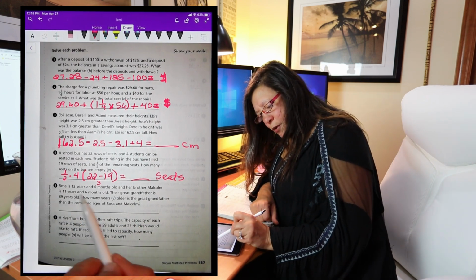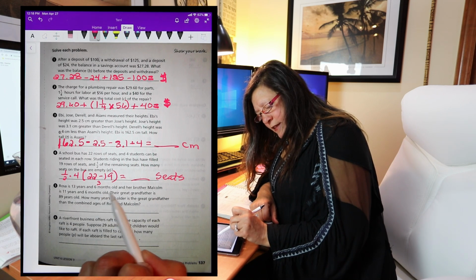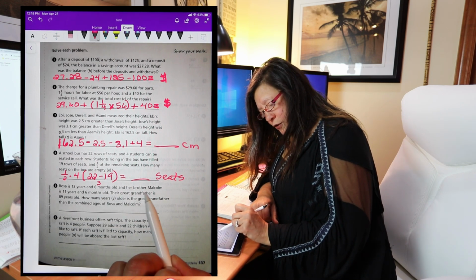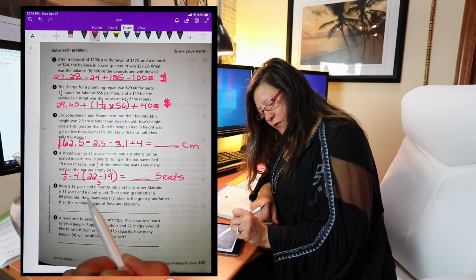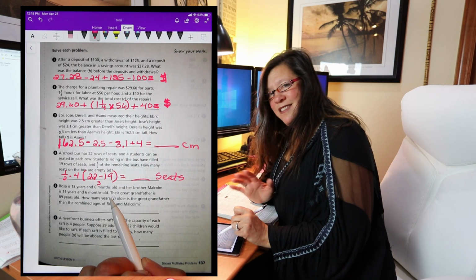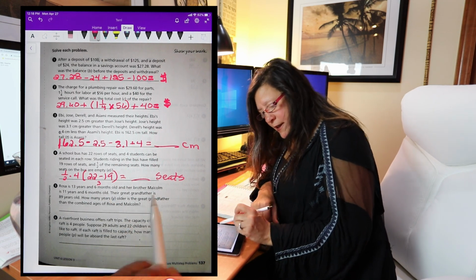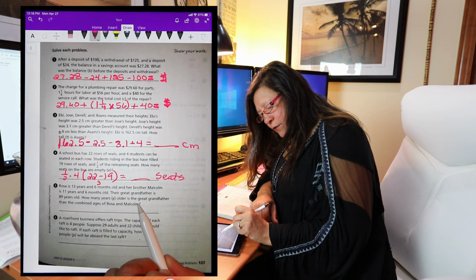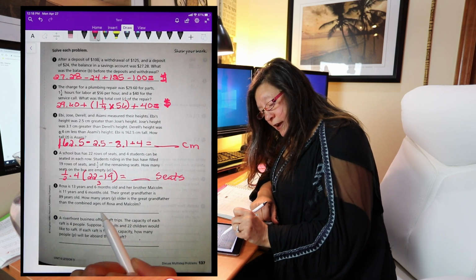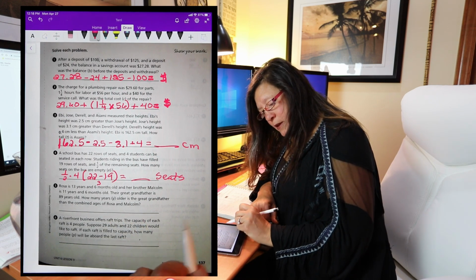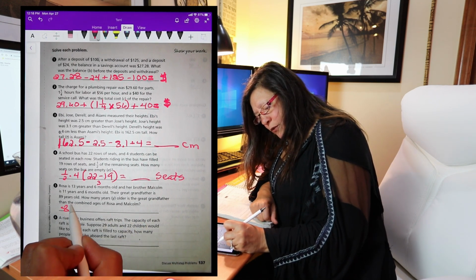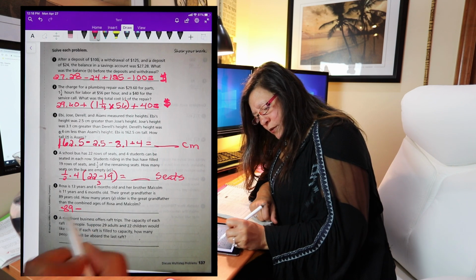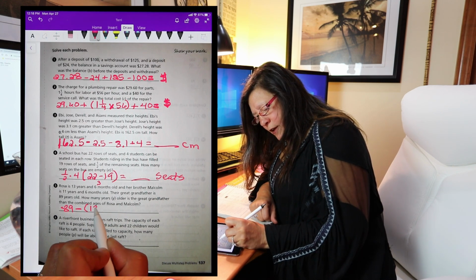And number 5, Rosa is 13 years and 6 months old, and her brother Malcolm is 11 years and 6 months old. So we know that 6 months is a half a year, right? Their great-grandfather is 89 years old. How many years older is the great-grandfather than the combined ages of Rosa and Malcolm? Well, we know Grandpa is 89 years old, and you're going to combine the other two.